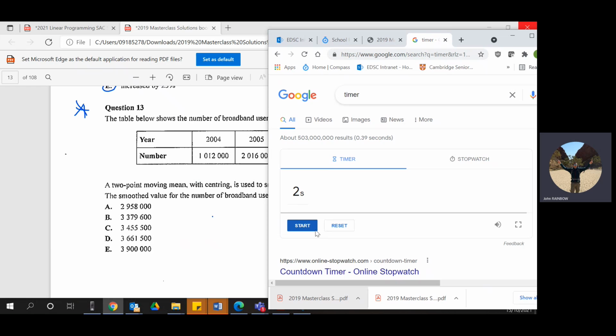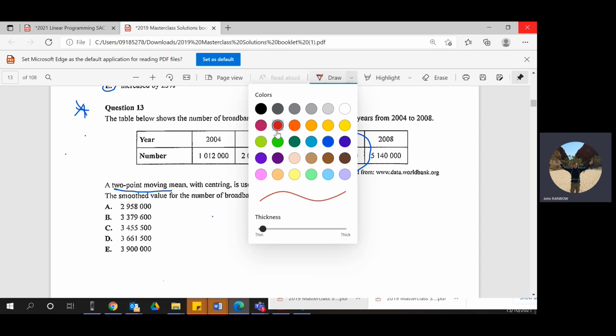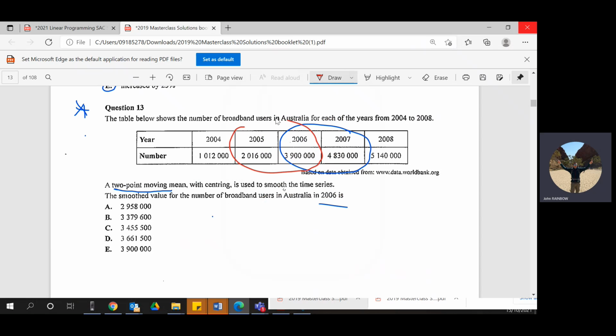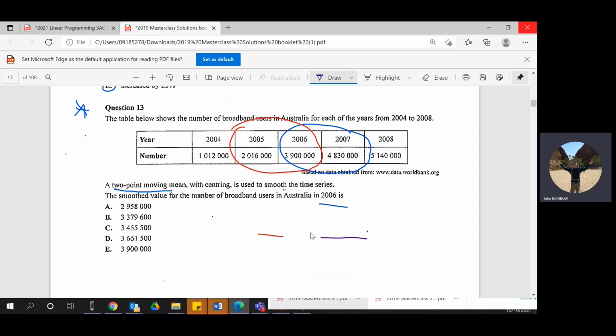All right. Let's have a go at that one. So obviously I've chosen this one because this is mean smoothing, okay? And it's the 2 point, it's an even point, which is really annoying. So we want to smooth it with the value of 2006. I need the average of that, and then I need to do the average of this one, and then I need to take those two averages and add them together, and then divide those two by 2, and that will tell me what my answer is.